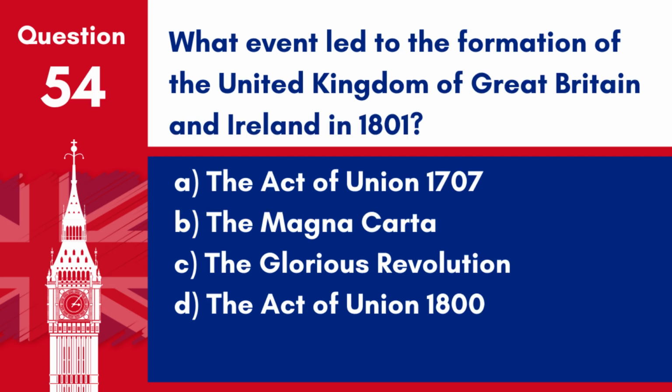Question 54. What event led to the formation of the United Kingdom of Great Britain and Ireland in 1801? A. The Act of Union 1707. B. The Magna Carta. C. The Glorious Revolution. D. The Act of Union 1800. Answer D. The Act of Union 1800. The Acts of Union 1800, which came into effect on 1 January 1801, united the Kingdom of Great Britain and the Kingdom of Ireland into the United Kingdom of Great Britain and Ireland.